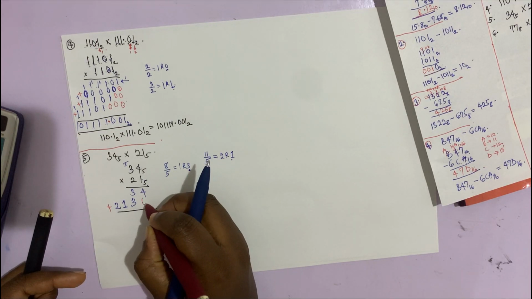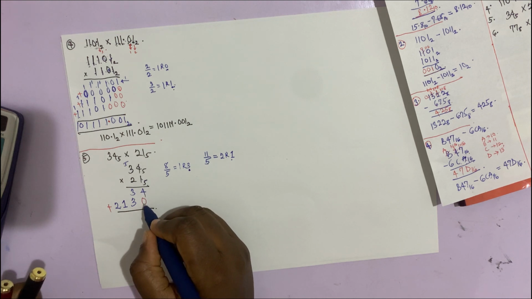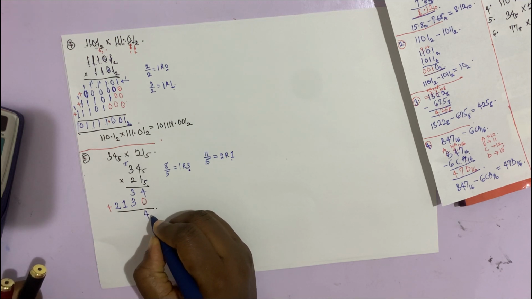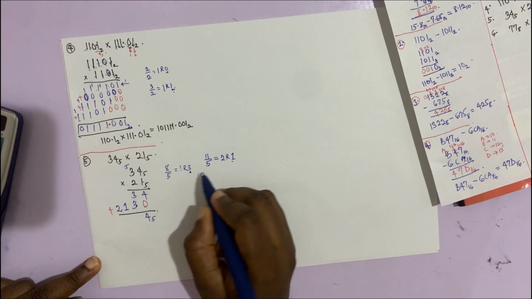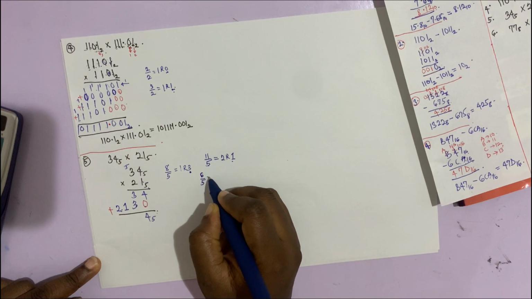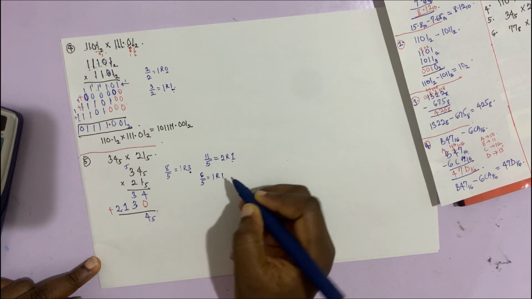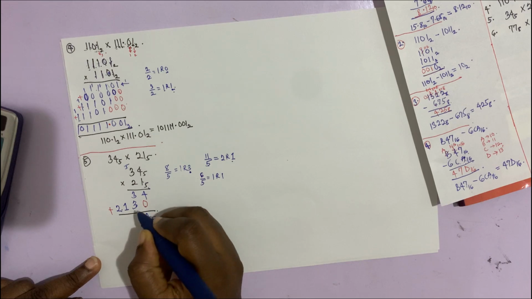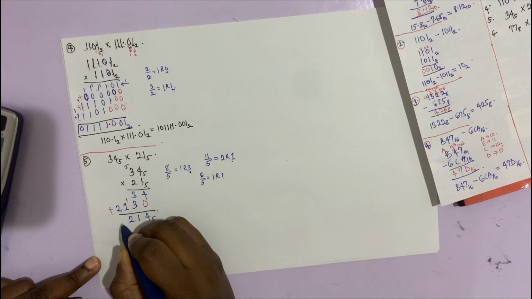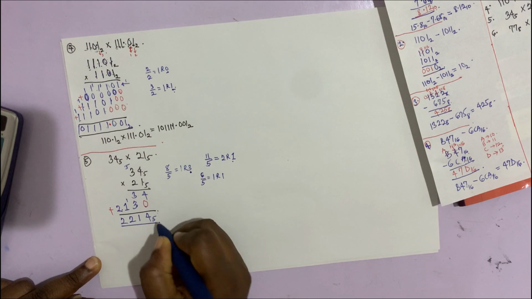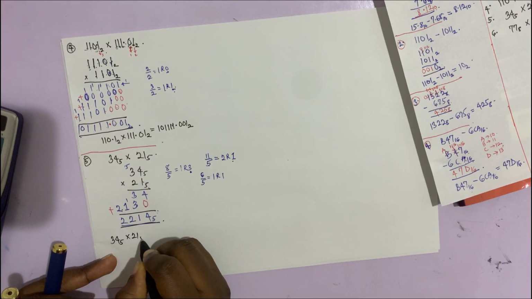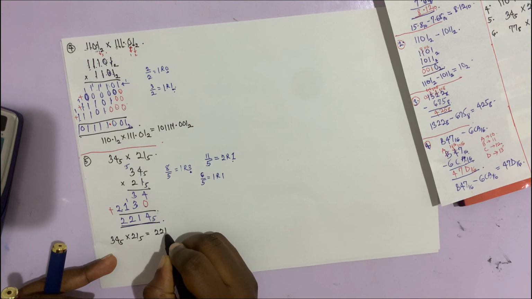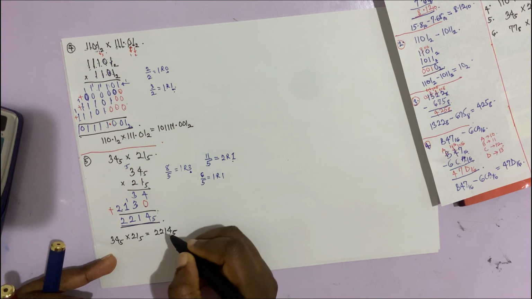For aesthetics and to avoid confusion, add 0 here. So 4 plus 0 is 4. Since it's less than the base, we write it as it is, 4. 3 plus 3, 6. 6 is greater than 5. So we do 6 over 5. 1 remainder 1. So we write 1 and carry over the 1. 1 plus 1 is 2. And then we write this 2. 34 base 5 times 21 base 5 will give us 2214 base 5.